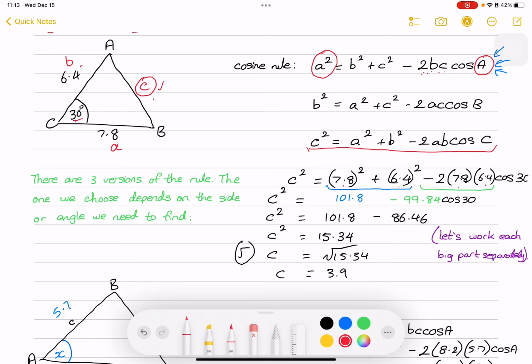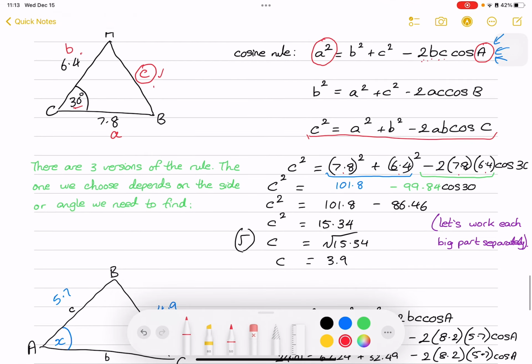It still looks very complicated, so when something looks very long like that, it's always easier to break it up into some parts. Alright, so take a look at how I broke it up. You have the blue part and I have the green part. So I put the blue part into my calculator and I got 101.8. So that's 7.8 squared plus 6.4 squared. I got 101.8.